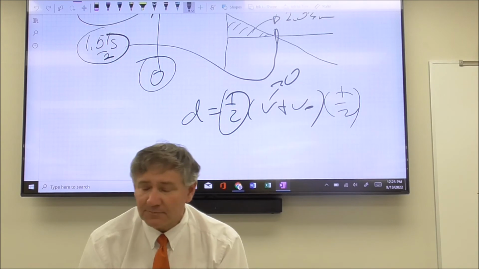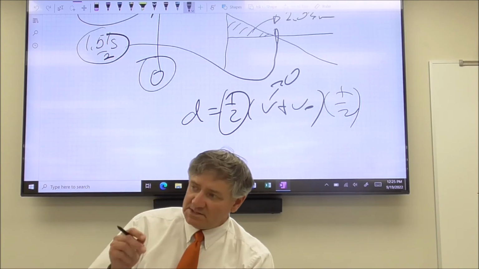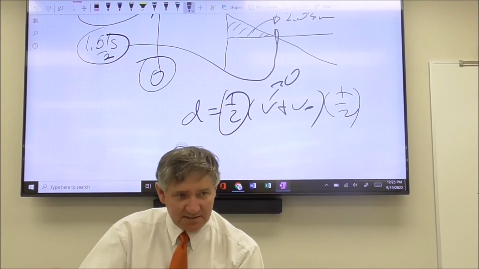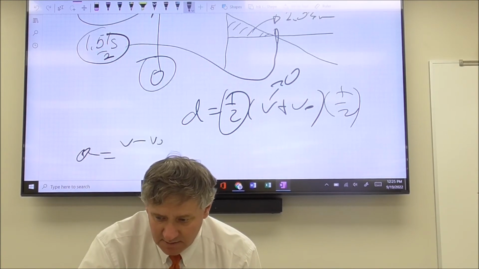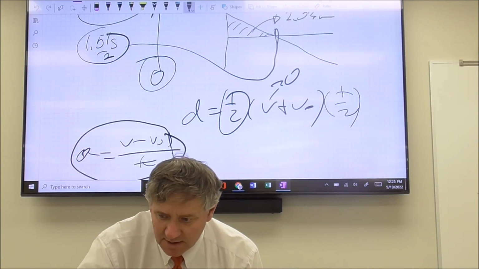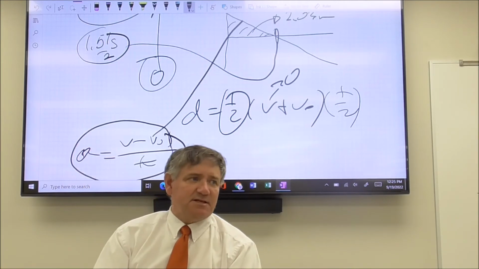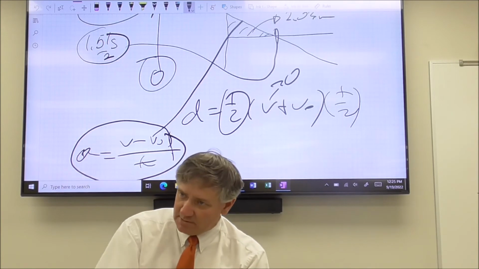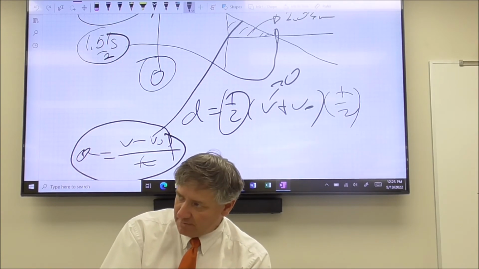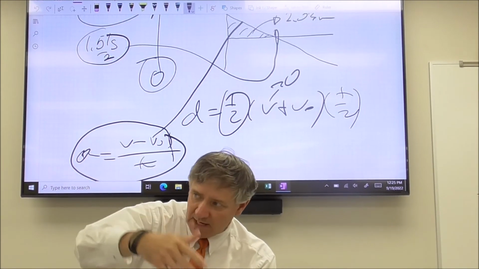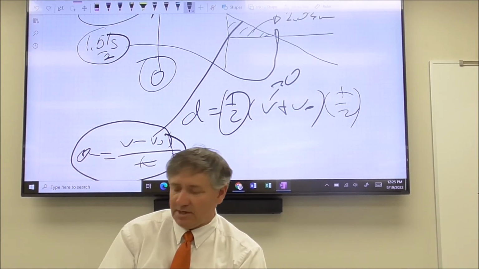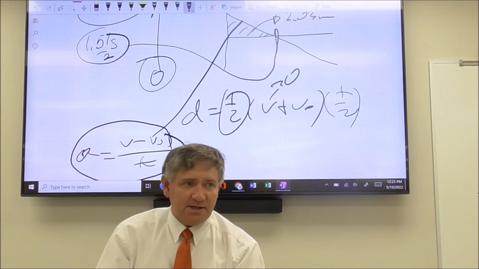Yeah. Okay? All right? So, once he gets that, then he can find his acceleration using a equals v minus v naught over time. Because remember, all you're trying to find here is the slope of that velocity time graph. You know your initial velocity is some positive number. Your final velocity is 0. Divided by time, boom, there's your acceleration. And then you're going to do the same thing on the way down.